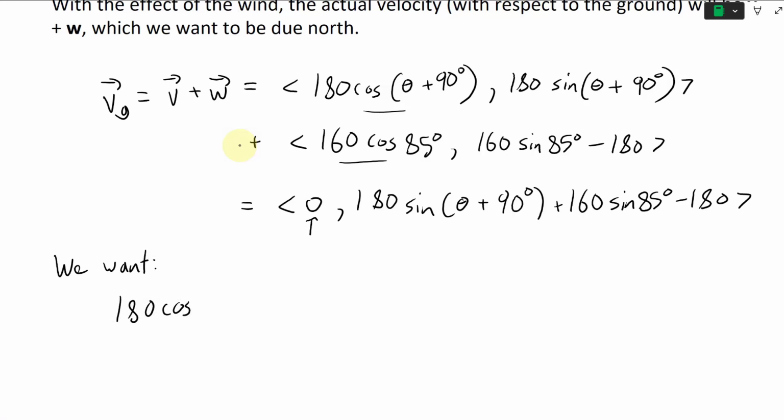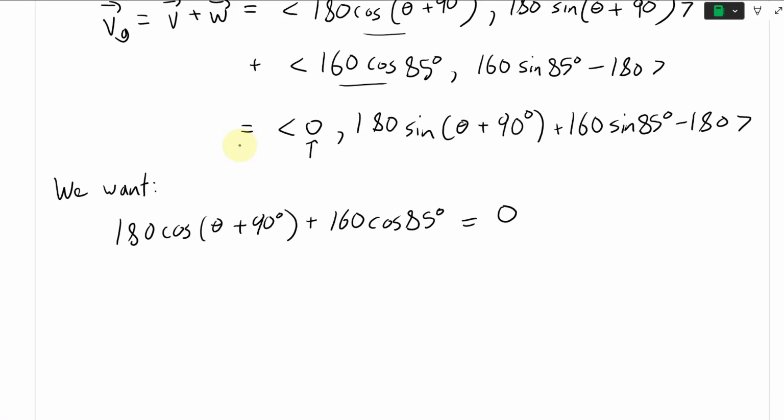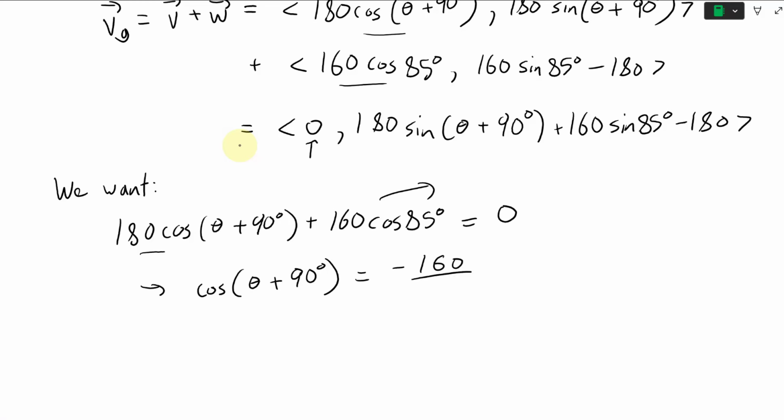180 cosine theta plus 90 degrees plus 160 cosine 85. When you add the horizontal components, we want it to equal 0. So now we just got to solve it. And to do that, let's move things around so that we're going to have a cosine theta plus 90 degrees equals, move this over to the other side. So negative, and also divide this out. So we're going to get a negative 160 divided by 180, and then a cosine 85 degrees.